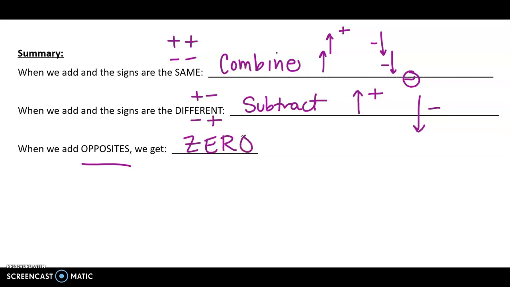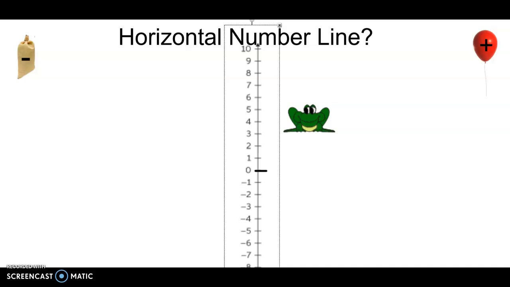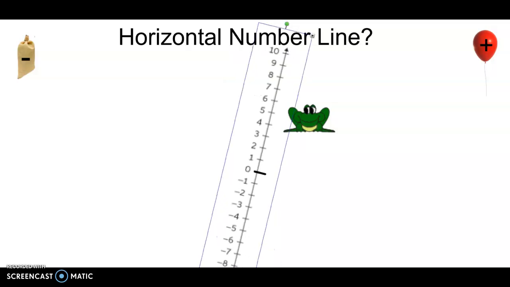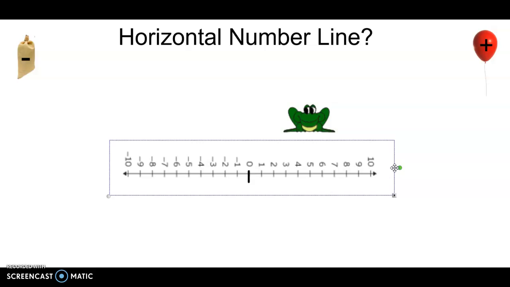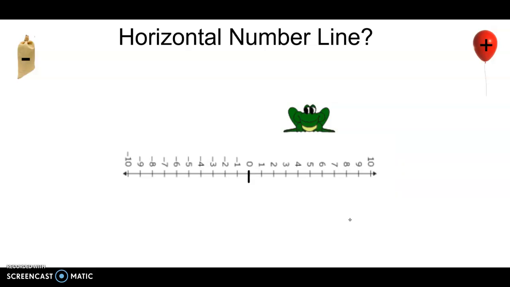So adding opposites, we get 0. Okay, we've been looking at a vertical number line that goes up and down, but I wanted to show you, you could also take this number line and just rotate it a little bit so that it's going right and left, what we call a horizontal number line. And in this case, now this is getting bigger positives to the right, and these are getting bigger negative numbers to the left. Okay, so adding balloons, I'd move this way.